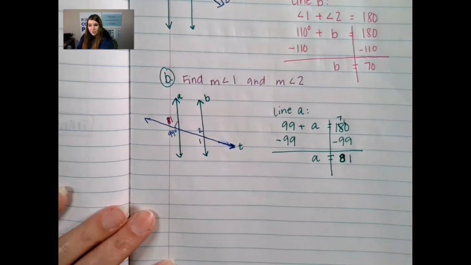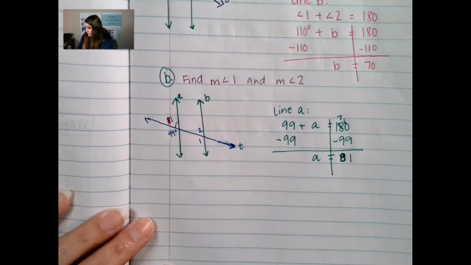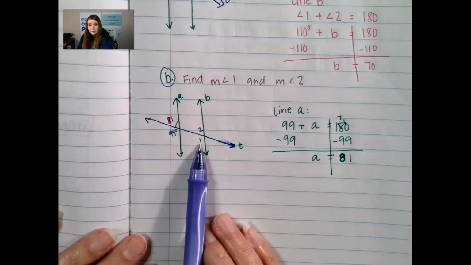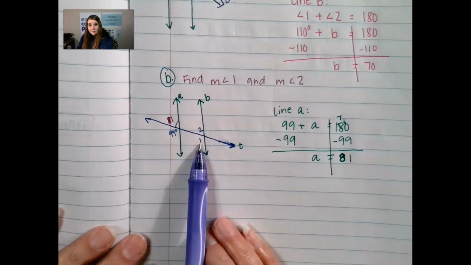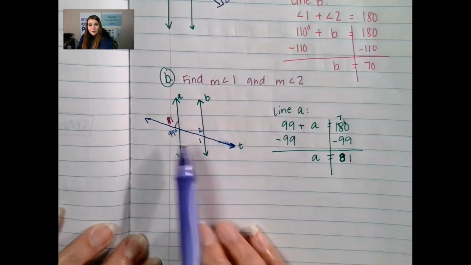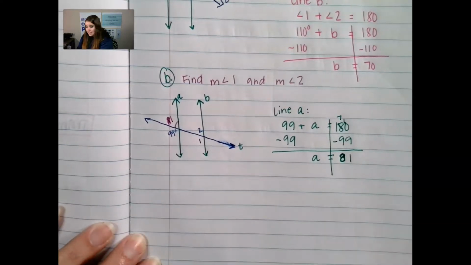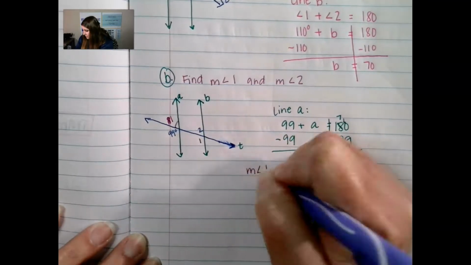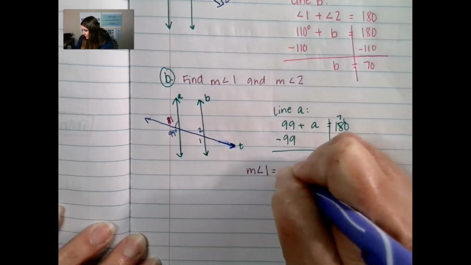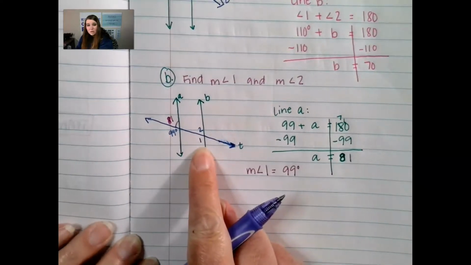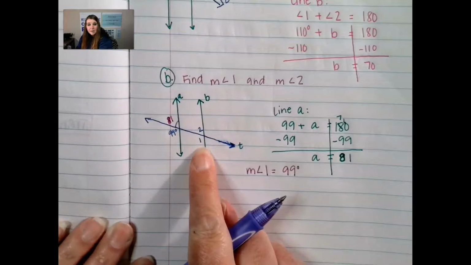I told you that they correspond, right? So if this one's 99, what does this one have to be? Yeah, it's equal. It also has to be 99. They're equal. They're just the exact same angle. So the measure of angle 1 has to equal 99 because the rule is that they are corresponding.